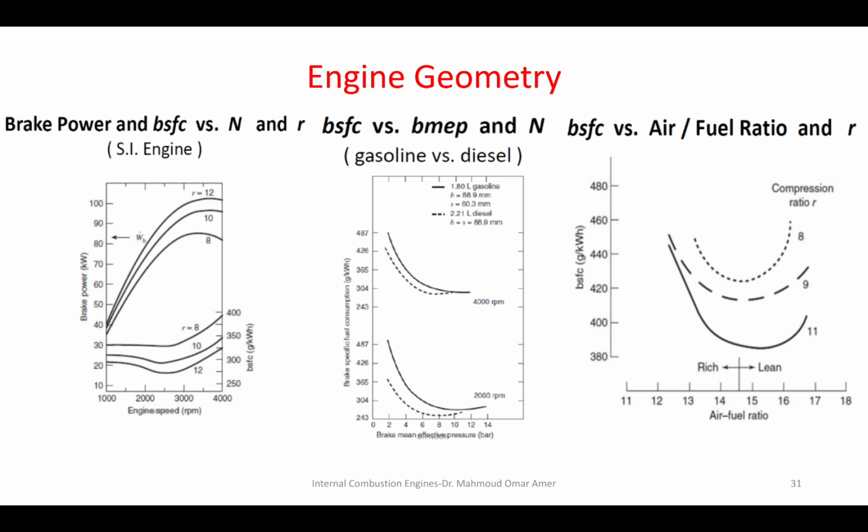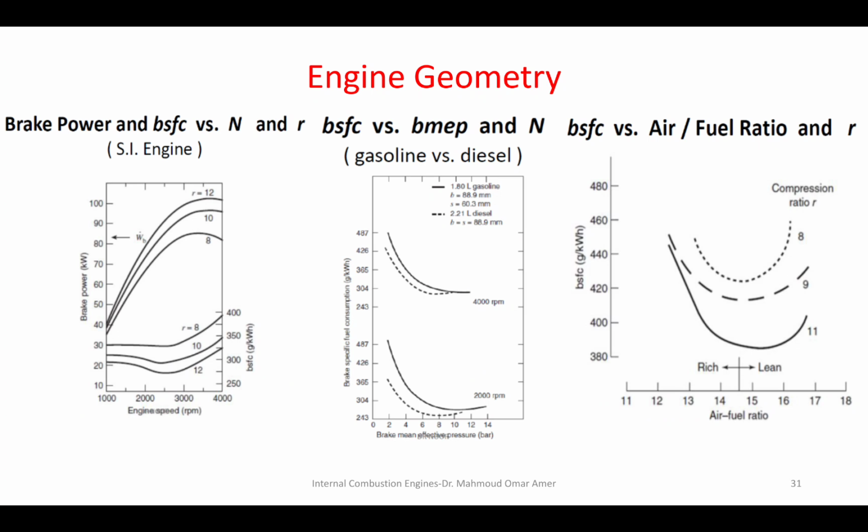And if you make the mixture rich, there is not enough air to combust all the fuel, so you do not get very high power. Okay? So you get the highest power at the stoichiometric condition. And the highest power corresponds to what? Lowest brake specific fuel consumption.